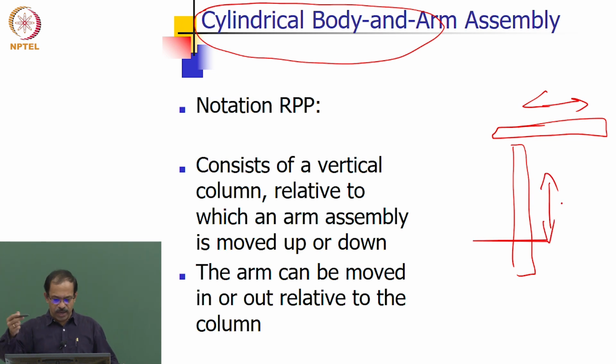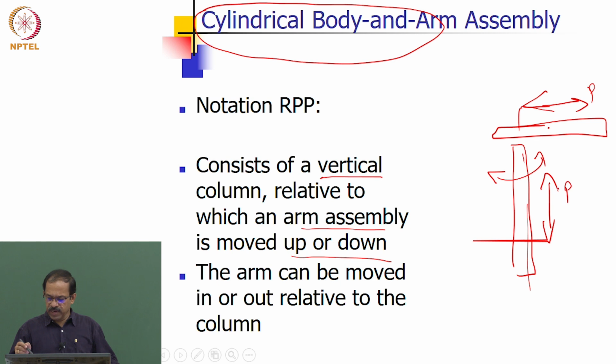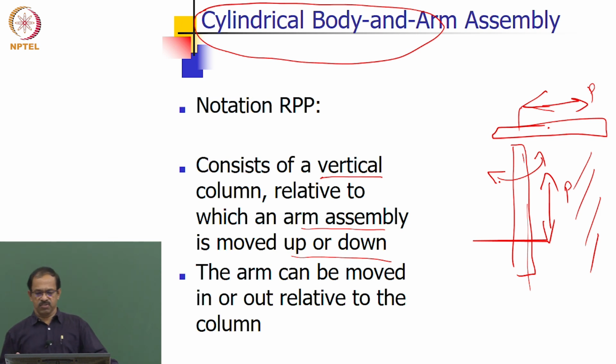So you have the arm which can be moved in and out, and a vertical column relative to which the arm assembly is moved up or down. So you can have up and down motion and then in and out motion, and then you can have a rotation with respect to this axis also. So these two P will decide the motion in this plane, and the rotation will decide how it goes out of the plane. That is the way this cylindrical body arm assembly is organized.